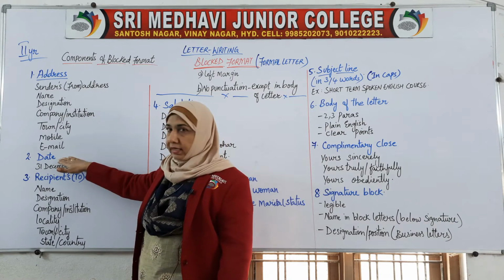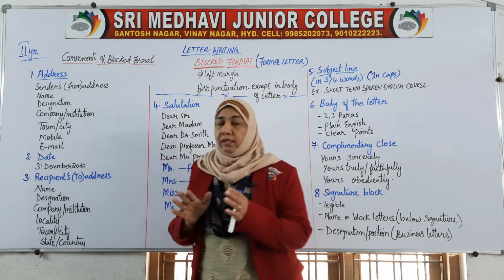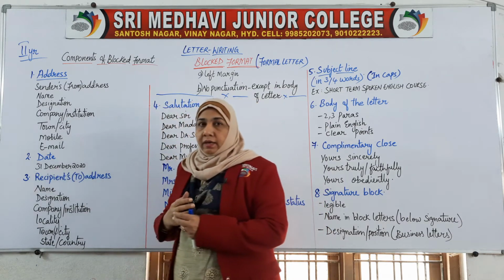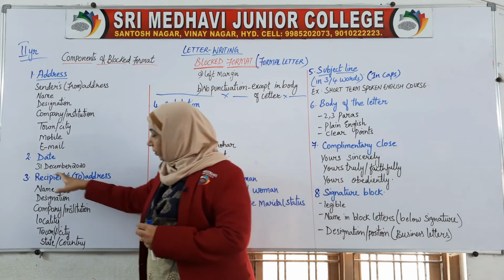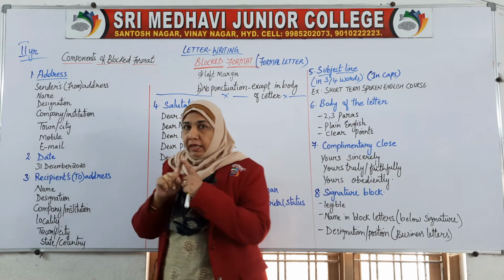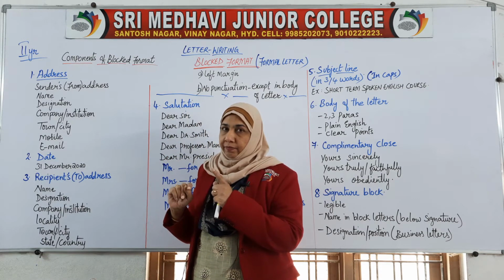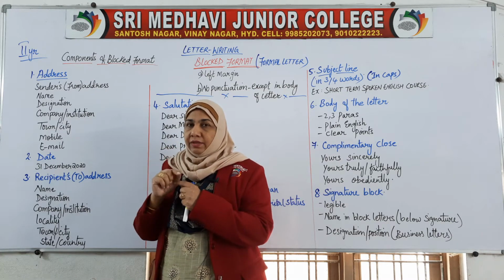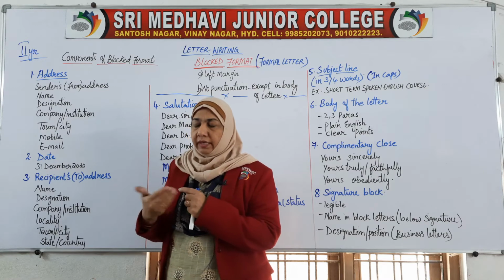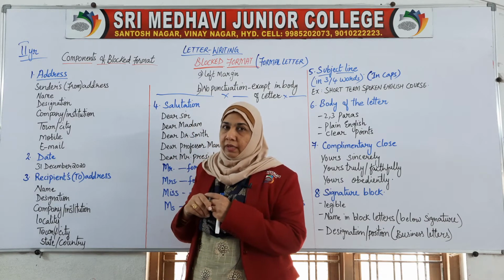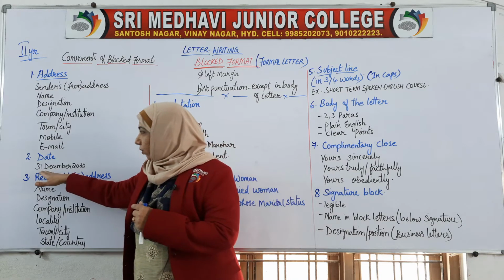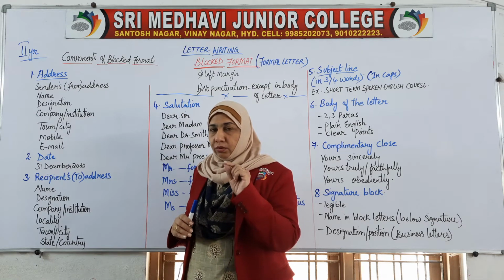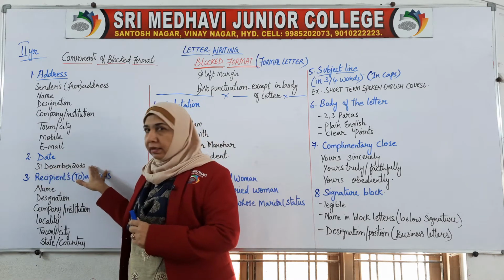Next is the date, and this is the international standard that you have to write this type of date. This is an example I have given, but what are we writing? The complete name of the month. Previously we used to write only the starting three letters like Jan, Feb, March, April. But now they want you to write the complete name of the month in the letter. Okay, the date as well as the complete name.